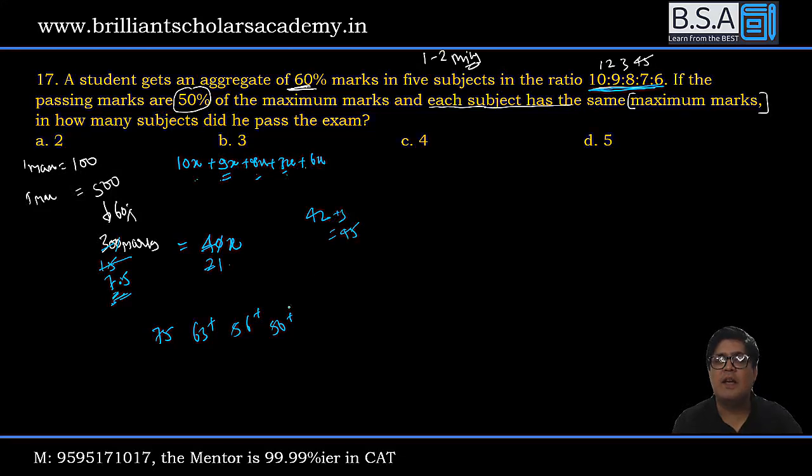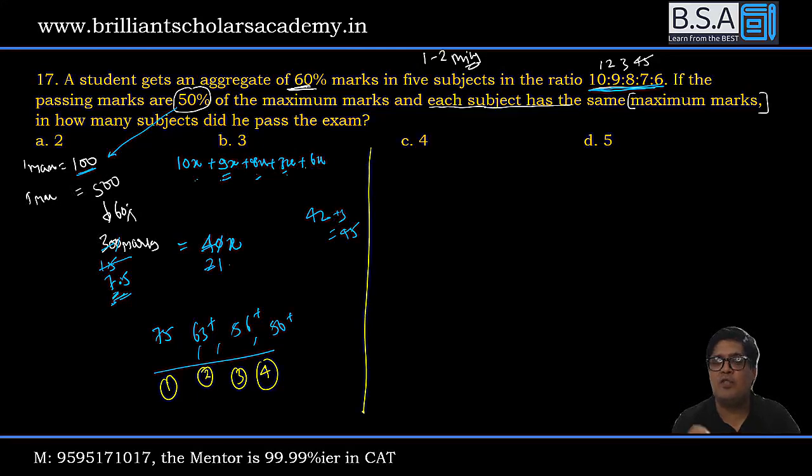What is the question? In how many subjects does he score more than 50 marks? Because what did we assume? Marks as 100. What is 50% of 100? 50 number. So in how many subjects is he able to score more than 50 marks? 1, 2, 3, 4. This is the most basic, most elementary way to solve this.